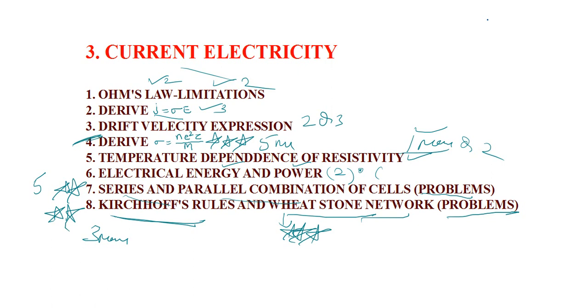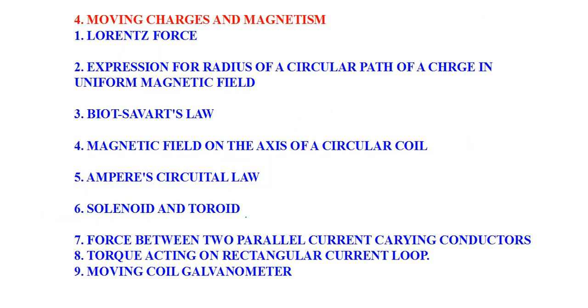So next, let us come to moving charges and magnetism. In moving charges and magnetism, read the definition of Lorentz force, a 1 or 2 mark question. And the expression for the radius of a circular path of a charge in a uniform magnetic field. That is, if a charge is placed in a magnetic field and takes a helical path, if you have to determine what the radius will be, that may be asked for 3 or 2 marks.